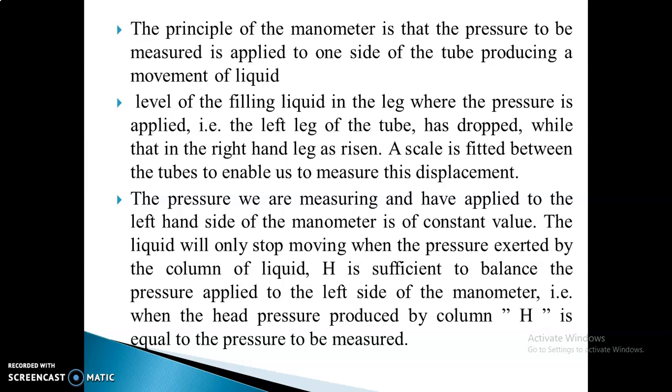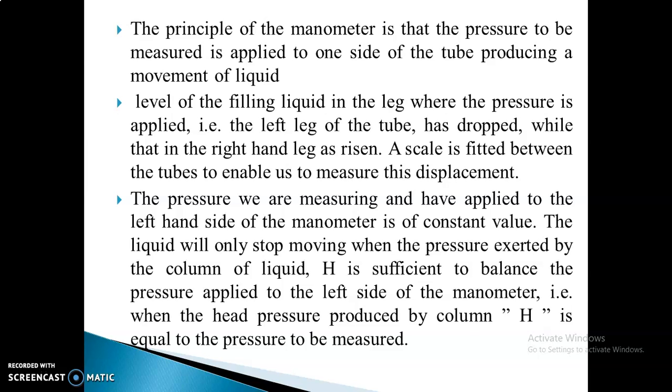The principle of the manometer is that the pressure to be measured is applied on the left side of the tube. It produces a movement of the liquid. When the pressure is applied on the left limb, there will automatically be a variation in the manometric fluid, which is mercury or water. The level of the filling liquid in the leg where the pressure is applied, the left leg of the tube, drops while the right-hand leg rises, and a scale is fitted in the center portion through which we can identify how much displacement has taken place.